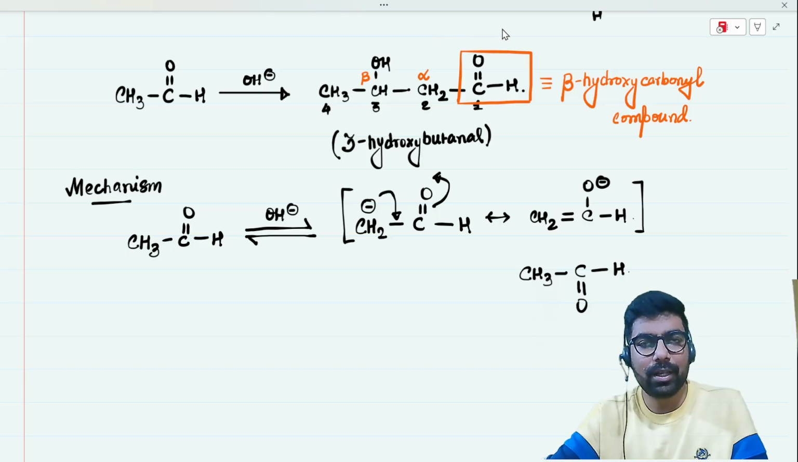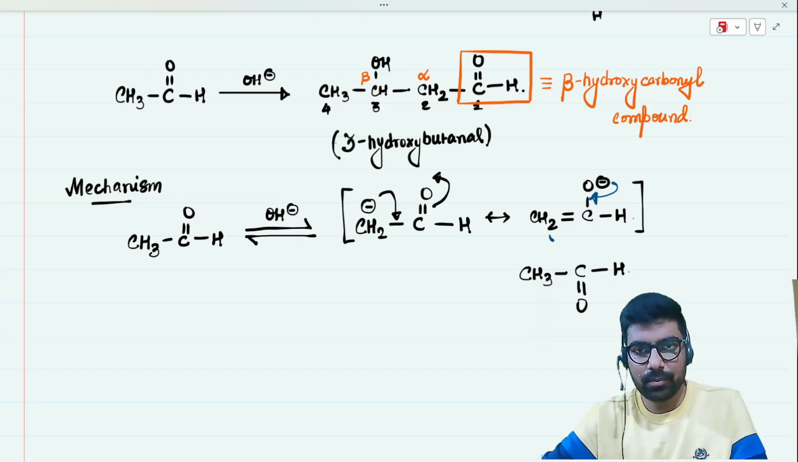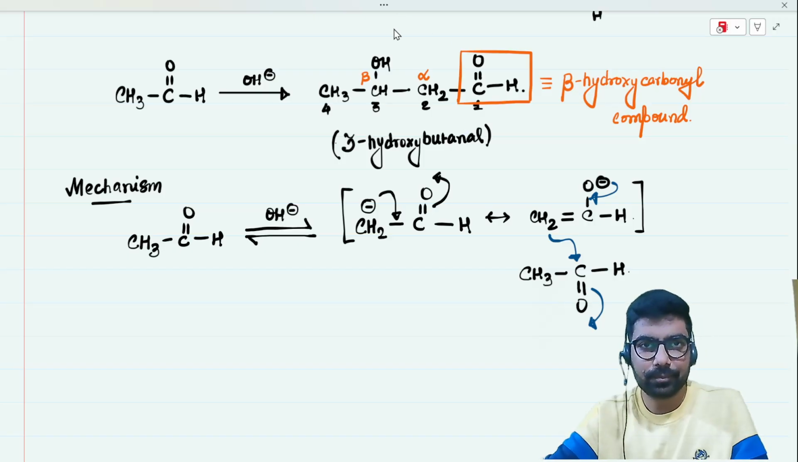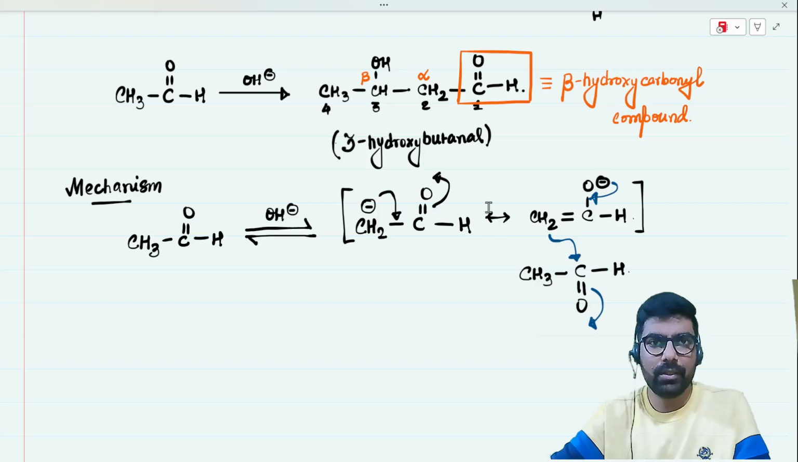So now what will happen? The thing that will happen over here is then this will push back. The O minus will push back over here. Then this bond will attack the unreacted carbonyl compound and we will have something like this. So this bond will open up. So what we will have now? We will have something like this.